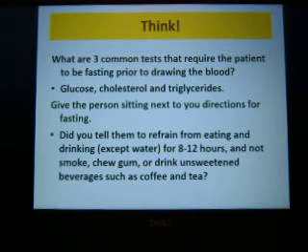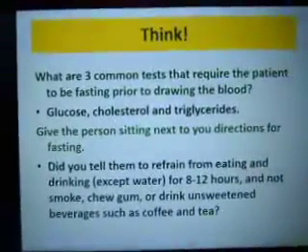You want to make sure that you tell them to refrain from eating and drinking except water for 8 to 12 hours. And you also want to make sure they understand no smoking, no chewing gum. A lot of people think that they can drink coffee or tea as long as it doesn't have sugar in it. Nothing but water. Okay? Nothing but water.